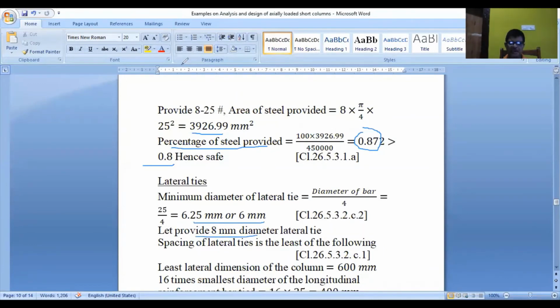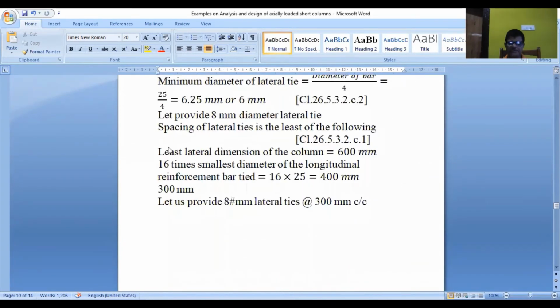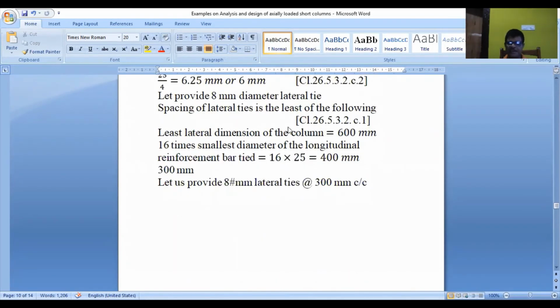And what is the least lateral dimension? Now you have to see the least lateral dimension to find your lateral ties spacing. For the spacing of lateral ties, again go to clause 26.5.3.2. Now you can find the column least lateral dimension: 600 by 750. So least lateral dimension comes out to be 600. In case of square and circular, you have no problem because there is only one dimension.